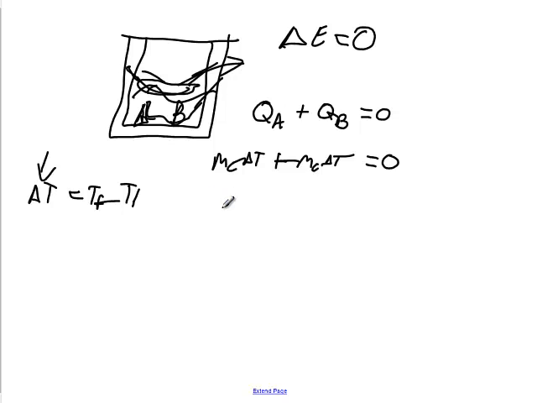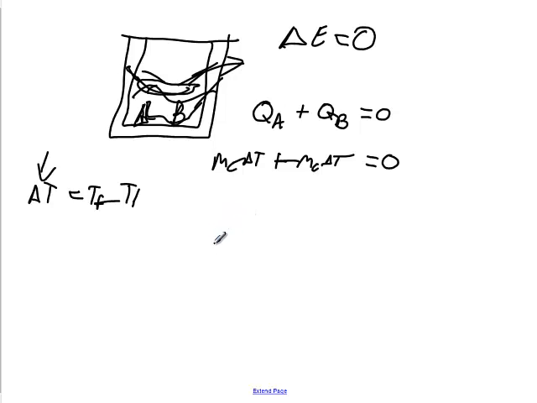And so MC delta T plus MC delta T equals 0. One will be negative and one will be positive. If you have multiple things, then you might have multiple negatives or positives. But you need a negative and a positive because something's got to gain and something's got to lose.